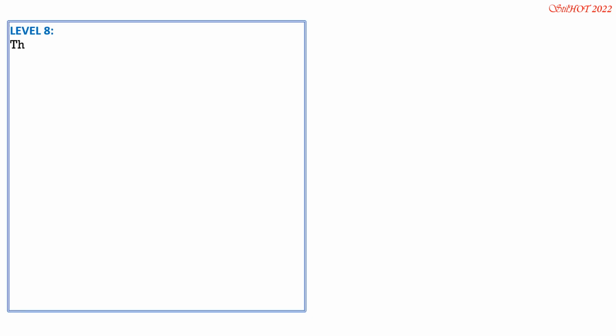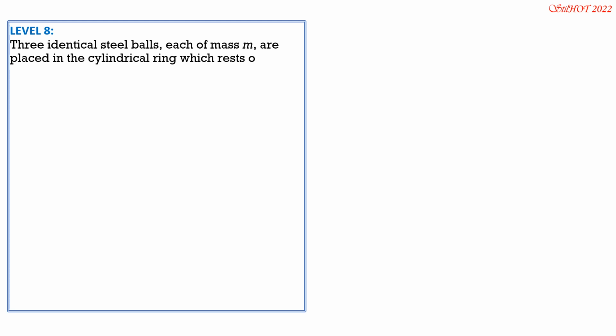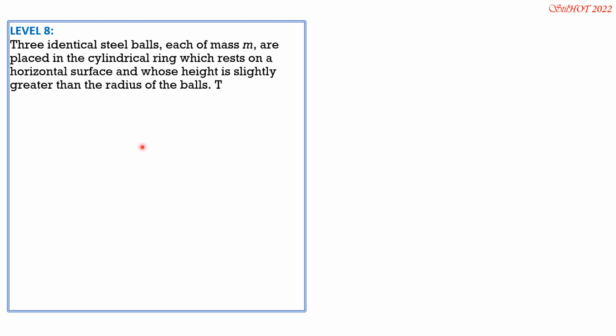This level 8 problem is considered a very challenging problem, but since it is assigned here, so let's just accept this problem.